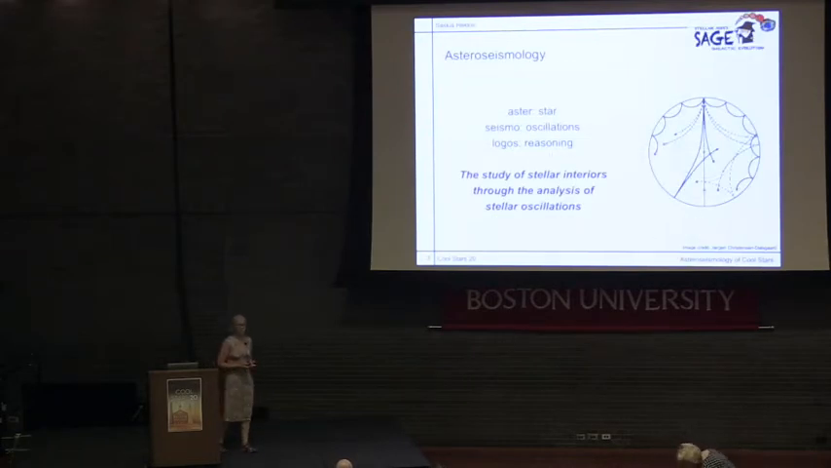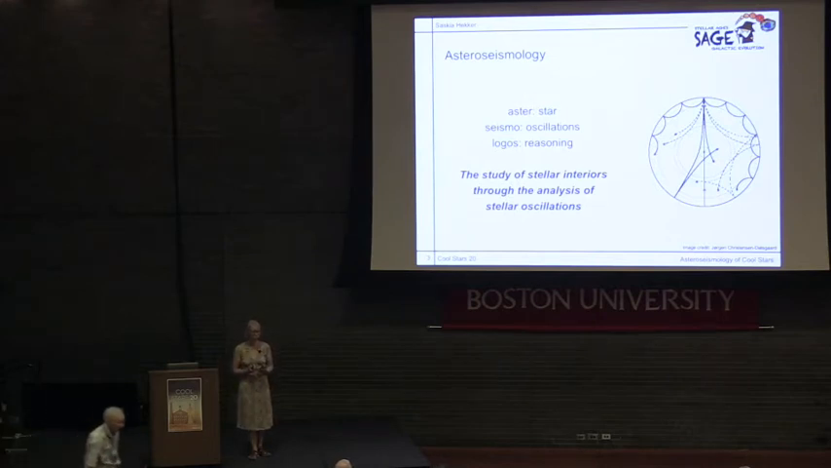So what is asteroseismology? The name comes from Greek, where aster is a star, and that's also where the E is in there. It's very important. Seismo is oscillations, and logos is reasoning. So what we try to do is we observe the oscillations in a star, and those oscillations give us information about the internal structure of the star, and so we can, in that sense, derive information about the internal part of the star, which is otherwise inaccessible.